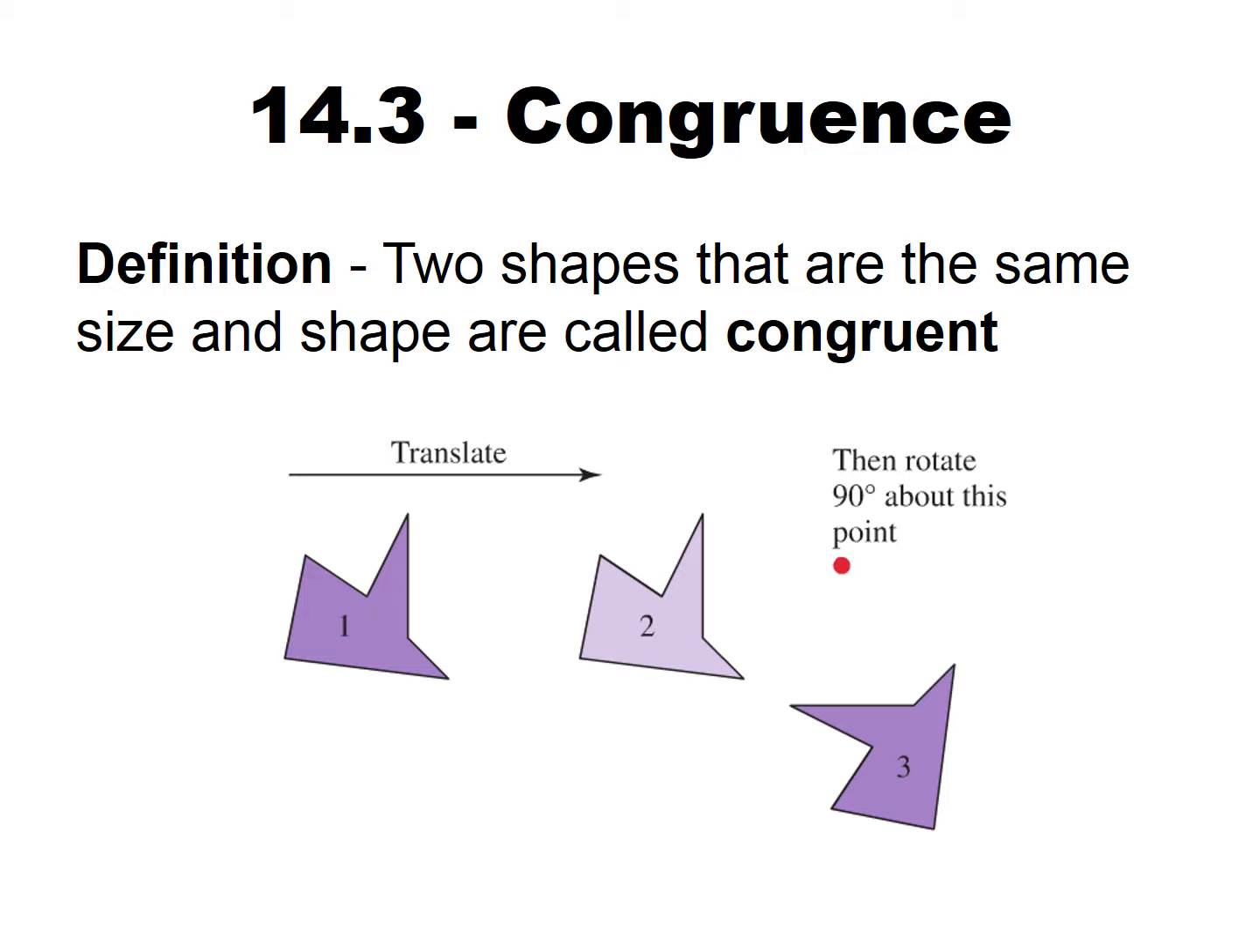And here was the informal definition. Two shapes that are the same size and shape are called congruent. So as an example, if we start off with this shape and we just slide it over to get a new shape, well, this new one is the exact same size and shape as the original, so it's congruent. Likewise, if we rotate that shape around a point 90 degrees, we get a new shape. We haven't changed the size or the shape, and so this is congruent to the second one, which is congruent to the first one, so they're all three congruent.